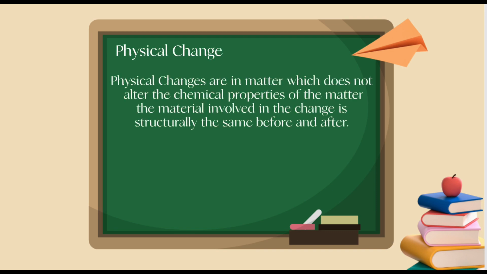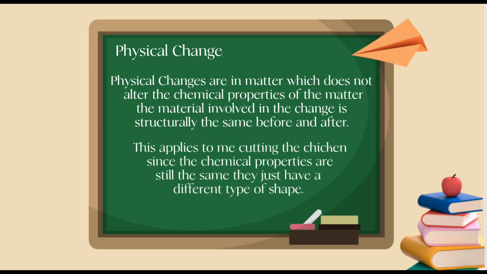So this brings us into a physical change, which is another chemistry connection. Physical changes are changes in matter which do not alter the chemical properties of the matter. The material involved in the change is structurally the same before and after. This applies to me cutting the chicken since they have the same chemical properties, they just have a different shape.